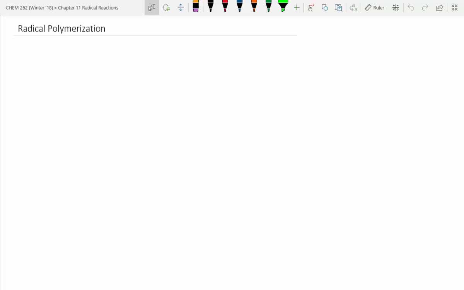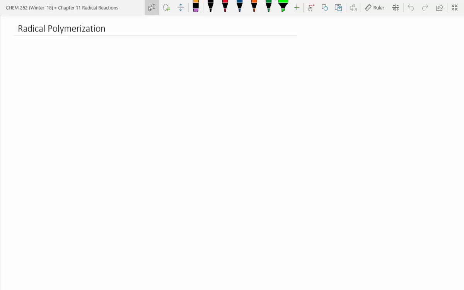All right, we've got one last section for chapter 11, and this is radical polymerization. This is a really big field in organic chemistry, that is polymer chemistry. And radical polymerization is one of the two main types of polymerization. There's radical polymerization, and does anybody know the other type? Non-radical or condensation polymerization. Condensation polymerization we'll cover later, but that's where you kick off some sort of small molecule like water as a byproduct.